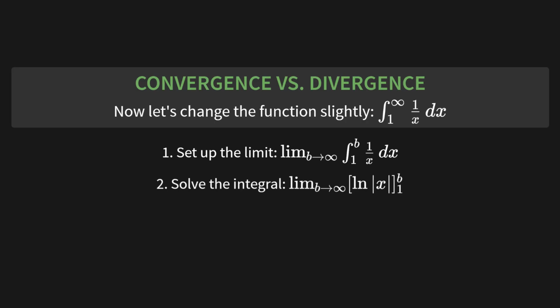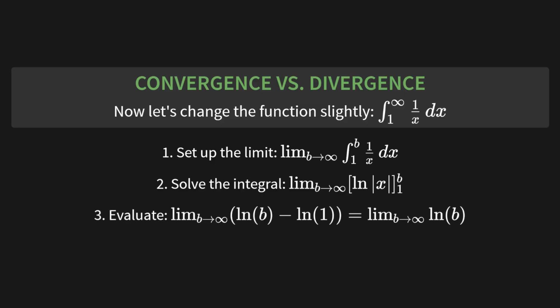2. Solve the integral. That's the limit as b approaches infinity of the natural log of the absolute value of x, evaluated from 1 to b. And 3. Evaluate. This becomes the limit as b approaches infinity of the natural log of b minus the natural log of 1. Since the natural log of 1 is 0, we're left with just the limit as b approaches infinity of the natural log of b.